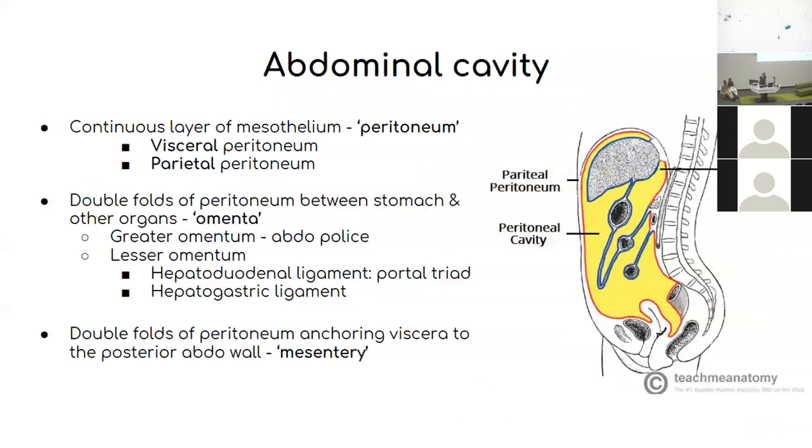Okay, the abdominal cavity is lined by peritoneum, which is a bit of a confusing concept again. Hopefully I can clarify it a little bit, but we have two continuous layers. The visceral peritoneum covers your intraperitoneal organs, and the parietal peritoneum lines the abdominal cavity. The blue one, as you can see, is the visceral, and the red one is the parietal.